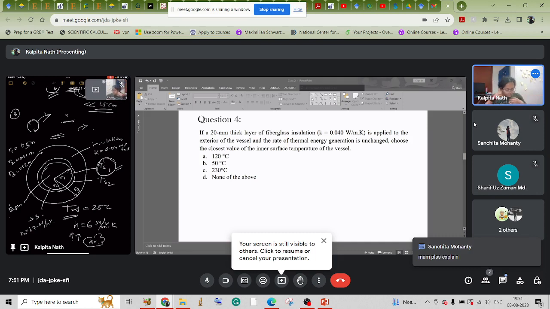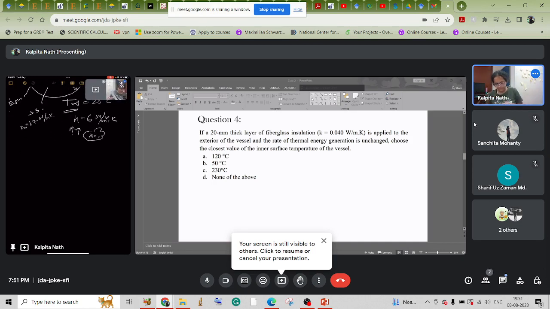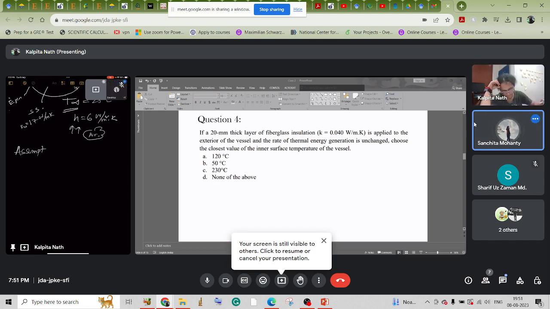Let's proceed to the solution then. Okay, Shanchita, can you tell me what assumptions you have taken? One or two will do fine. First, the thermal energy generation is unchanged. It's already said. What assumption have you taken for solving this?